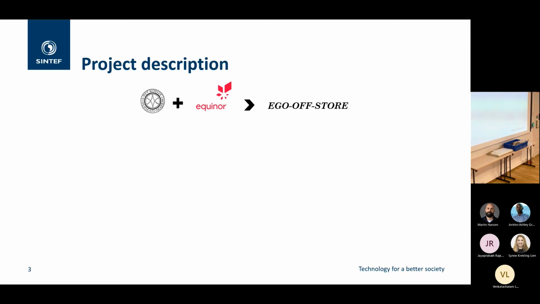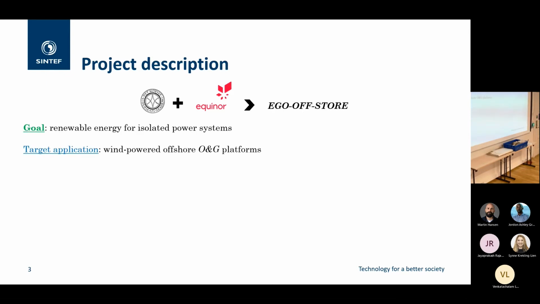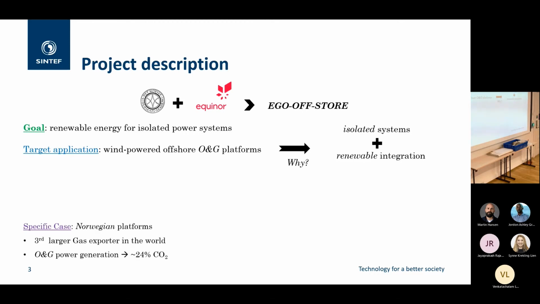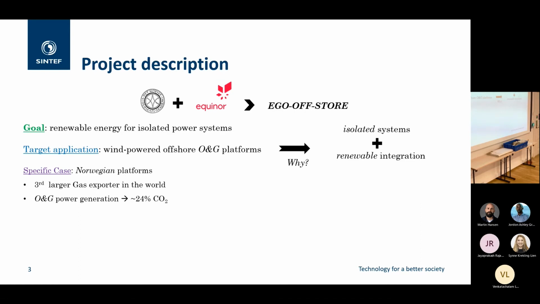My project comes from a collaboration between the Norwegian Academy of Science and Letters and Equinor. The goal is to enable a higher dependency of isolated power systems on renewable energy. The target application is wind-powered offshore oil and gas platforms. Why such an application? It combines being an isolated system and having the renewable part. And when speaking about the oil and gas industry in general, it makes sense to consider the Norwegian case, being one of the largest oil and gas exporters in the world.